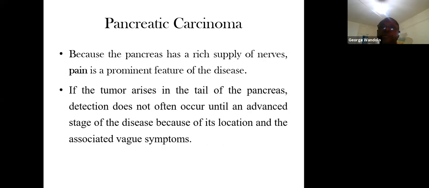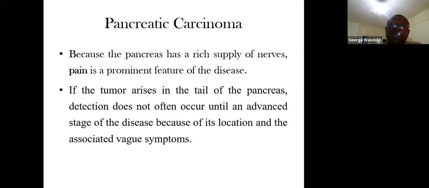Okay, because the pancreas has a rich supply of nerves, pain is the most prominent feature of this disease. Note that most malignancies do not present with pain, but pancreatic malignancy is one which uniquely presents with pain. So with persistent or excessive abdominal pain, one must rule out pancreatic malignancy.